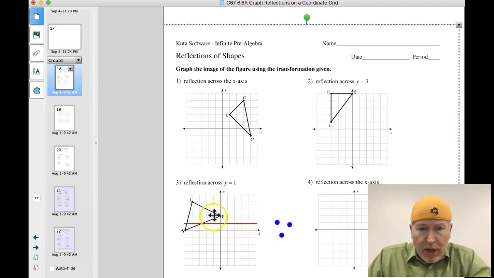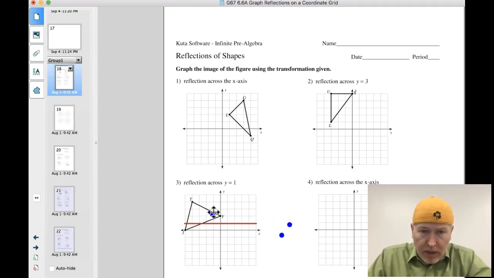So we have to reflect this image right here over this line, y equals 1, as a reflection. So let's go ahead and do that. Well, this point here is actually on the bottom side of the reflection. So if it's one spot over here, we're going to have to move that point 1 on top of the line. So let's just put a point right in there.